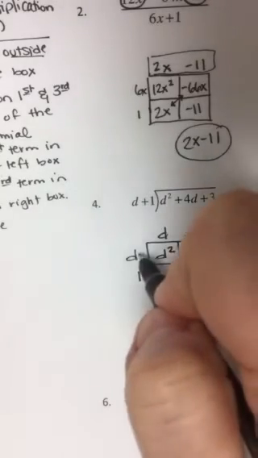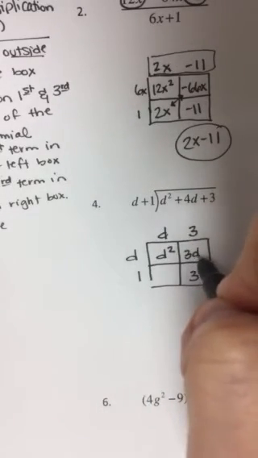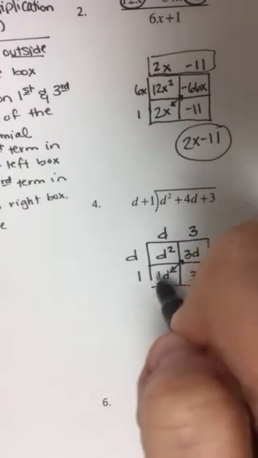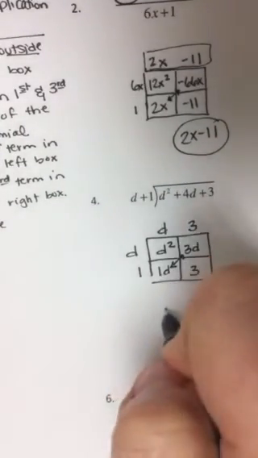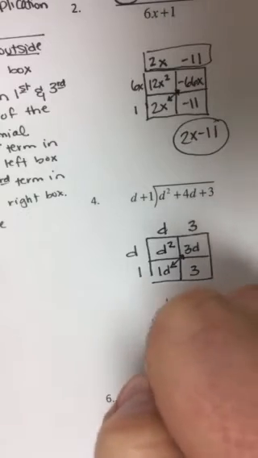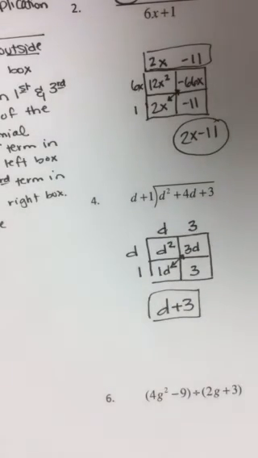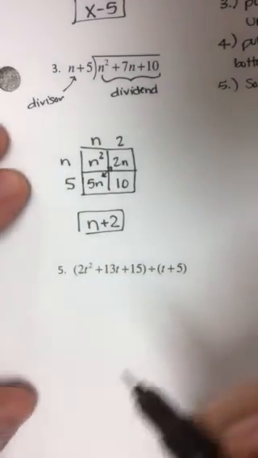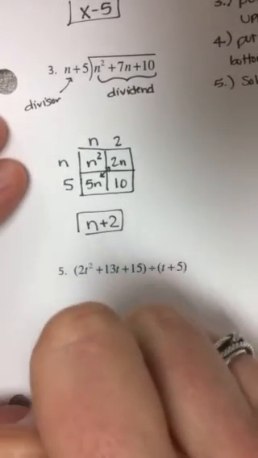All right, so let's see. So that would be 3d to fill in there, and 1d to fill in here. Combine the terms together. 3 plus 1 is 4, so I got it right. So our answer is d plus 3. Okay? Again, at any time, try these on your own, see how you do. Okay?